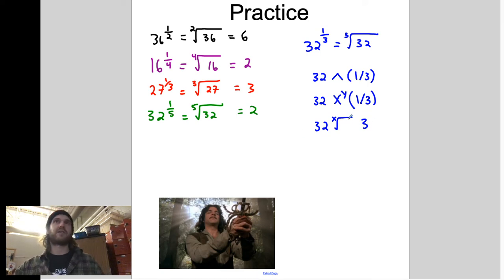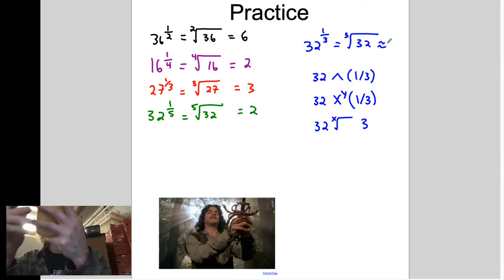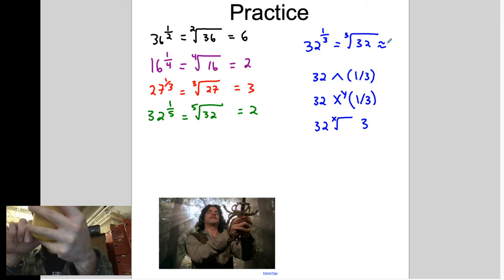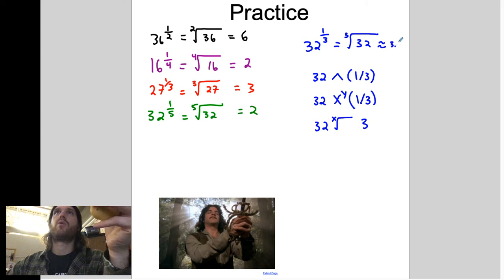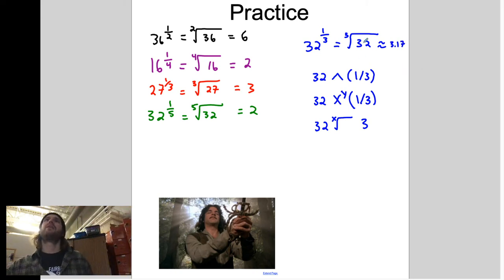So let's go ahead and get this answer. What is this equal to, or approximately equal to? So I'm going to go to my calculator, and I'm going to do 3. Mine, I have to plug the index in first. The answer is 3.17, about. It's about 3.17, and that should make sense.